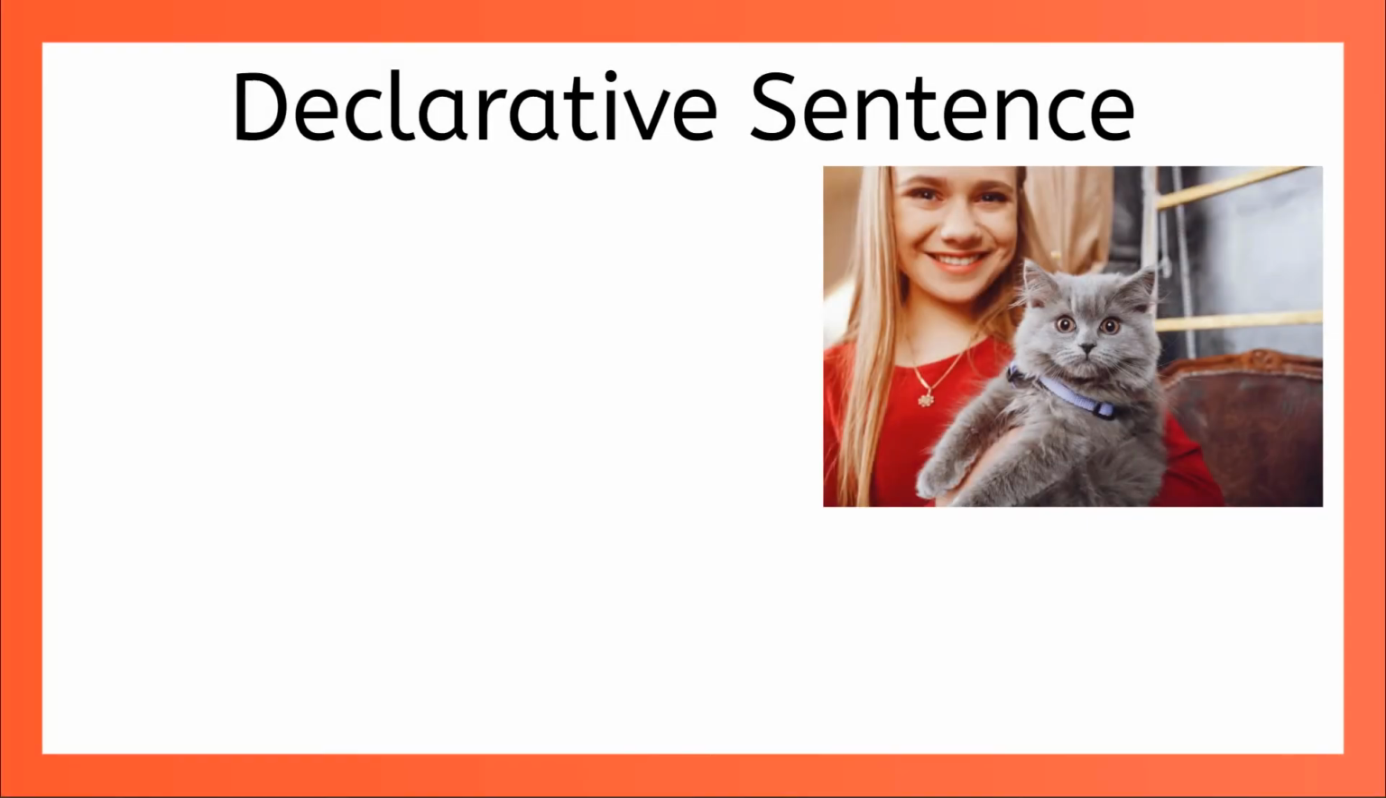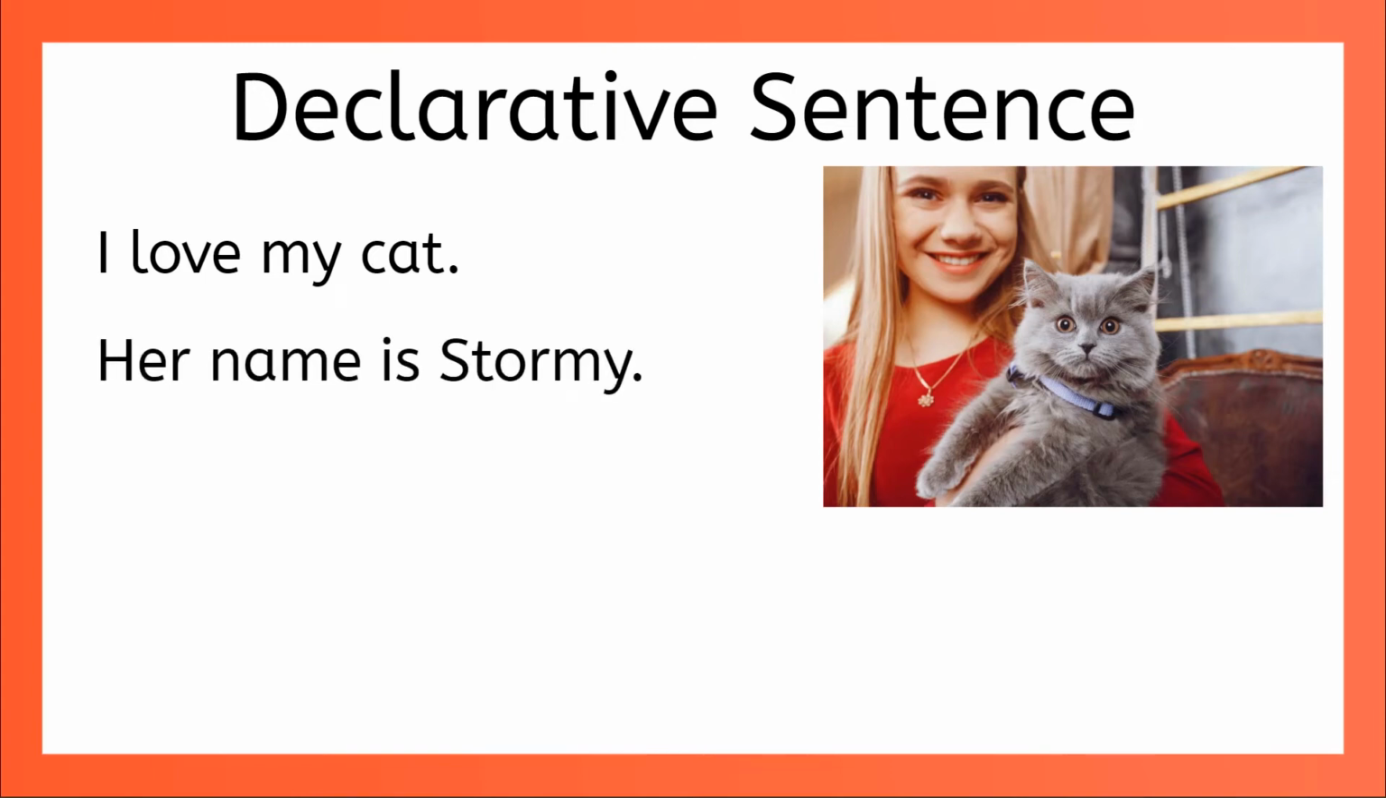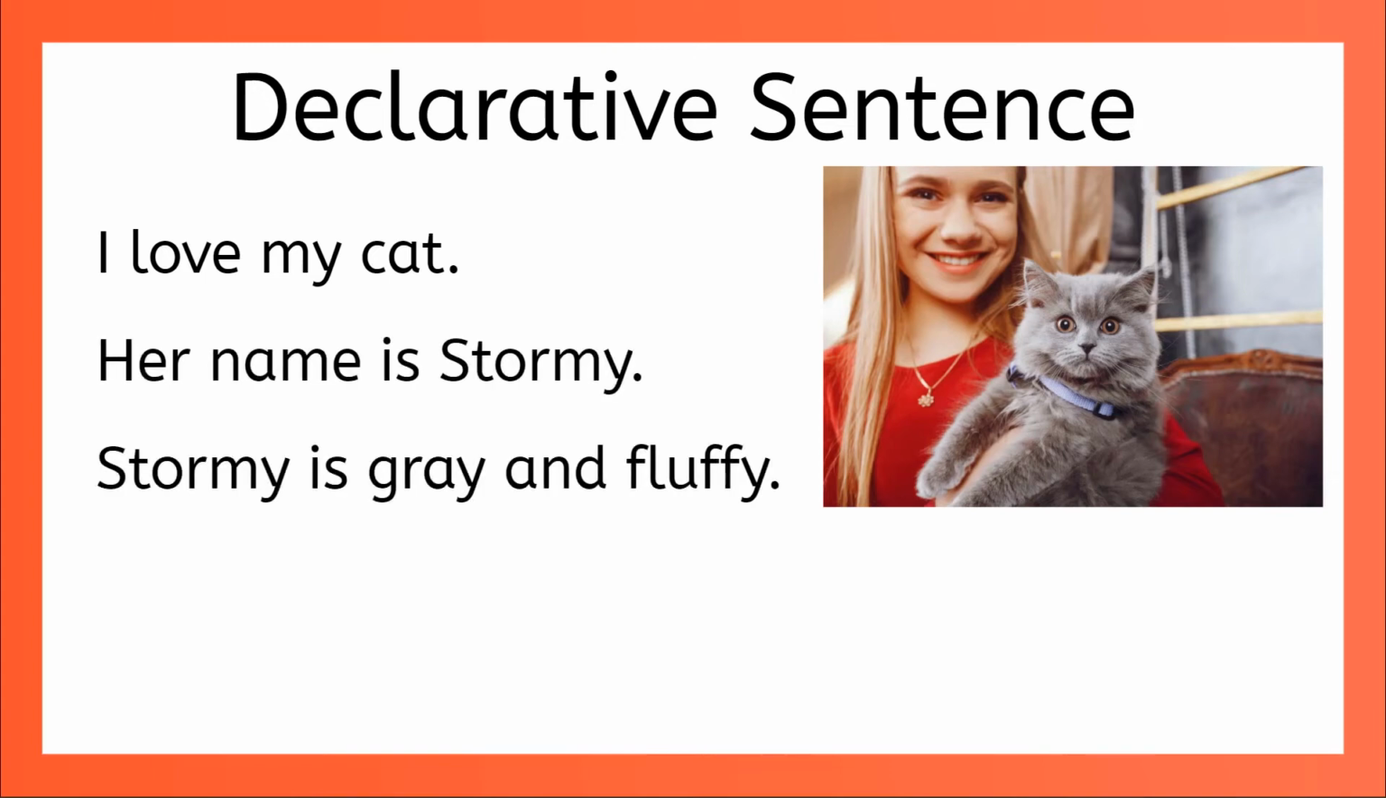We use declarative sentences whenever we want to share some information like, I love my cat. Her name is Stormy. Stormy is gray and fluffy. Whenever we make a statement that provides some information, we are using a declarative sentence.